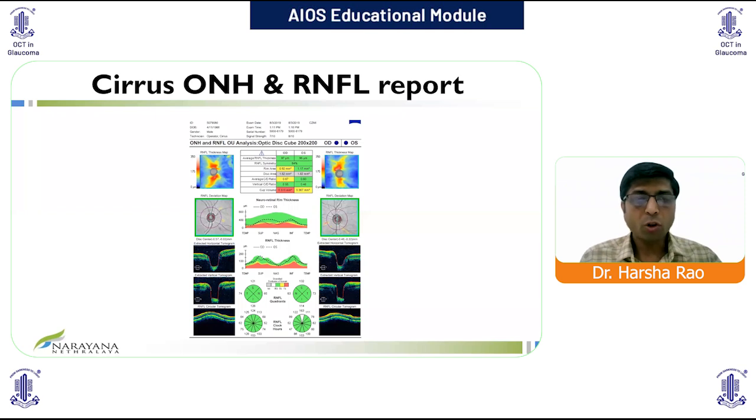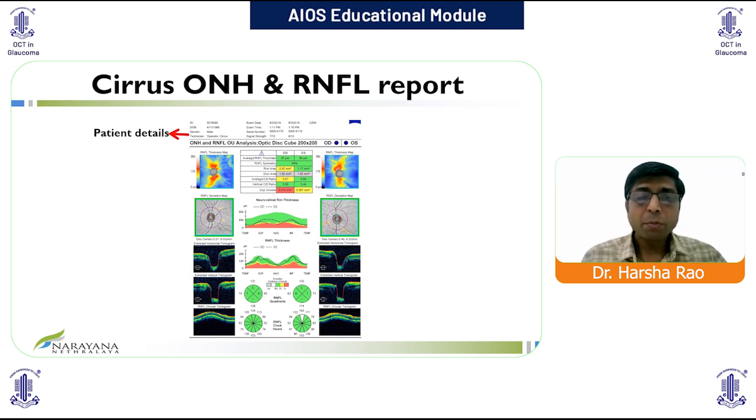Jumping straight onto the topic, first we will discuss the interpretation of the ONH and the RNFL report of Cirrus OCT. So we will stick to the discussion of 2 or 3 most commonly used OCT devices so that anybody using any of them would have some idea or gain additional knowledge on how to interpret the OCT reports specifically from those OCT machines. Here is the Cirrus ONH and the RNFL report.